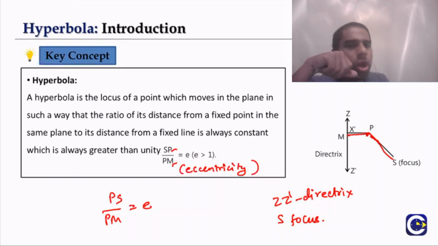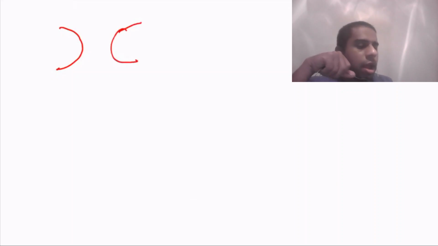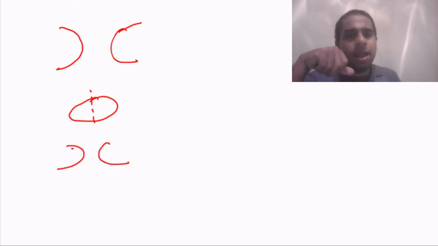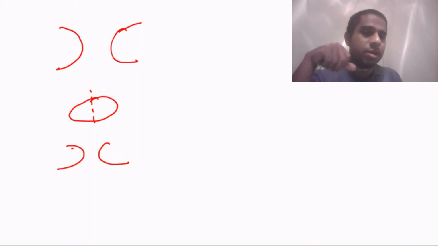Now I would like to give an interesting idea about the hyperbola. Hyperbola looks like this, right? And it goes on. Ellipse looks like this, right? What if you cut the ellipse down the center and then invert it? You get something like this, which is nothing but a hyperbola. This is an interesting idea. When you see it, it will make more sense about the definition. The definition is kind of the same, right?